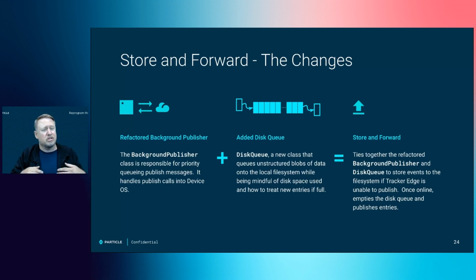So this background publisher is a class that handles low-level calls into device OS, and combined with a disk queue, this disk queue that essentially acts like a C++ standard container, will enable us to do store and forward. And so the store and forward is just a combination of these two systems to allow you to put things on a disk when connectivity is poor, and then bring them back out of disk when you have connectivity again.